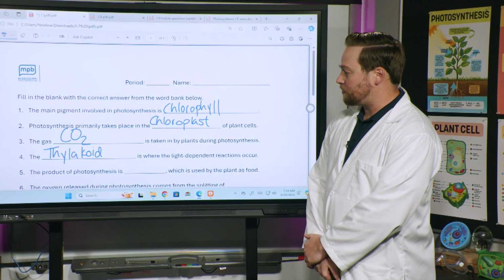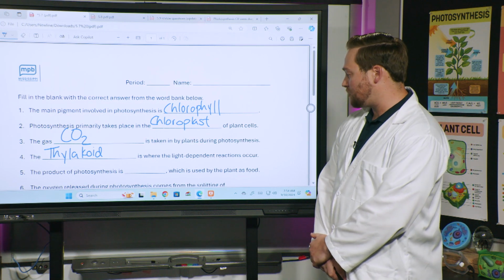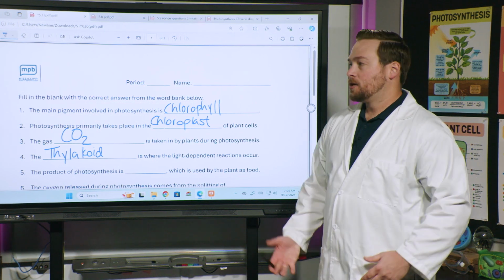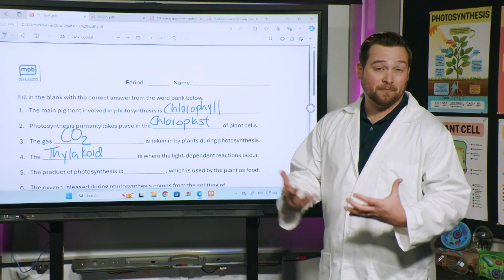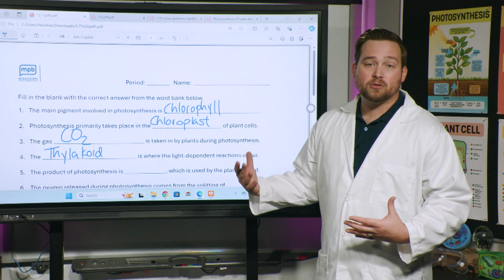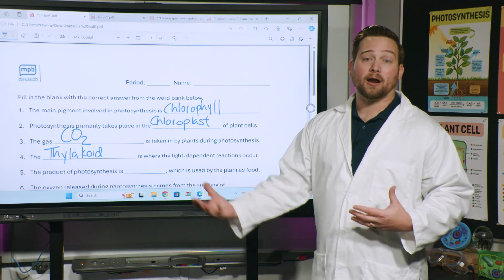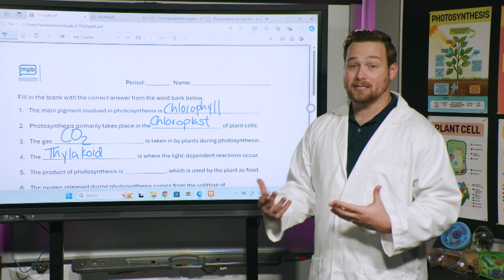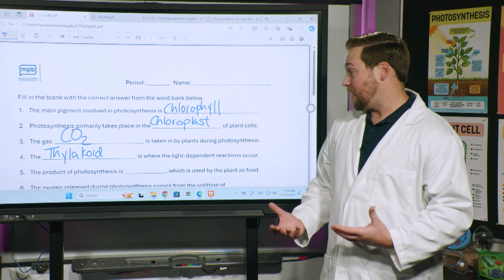The product of photosynthesis is blank, which is used by the plant as food. So we are producing a couple of different things through photosynthesis, but it says that the plants use it as food. So what product of photosynthesis is the plant needing and uses as food?